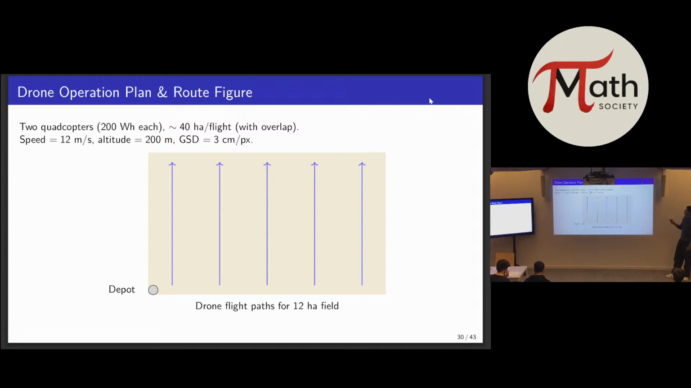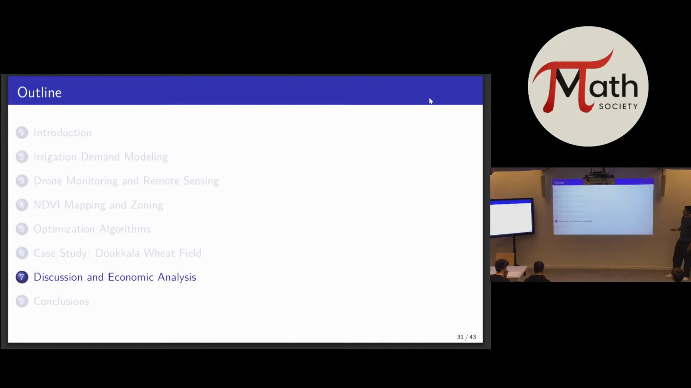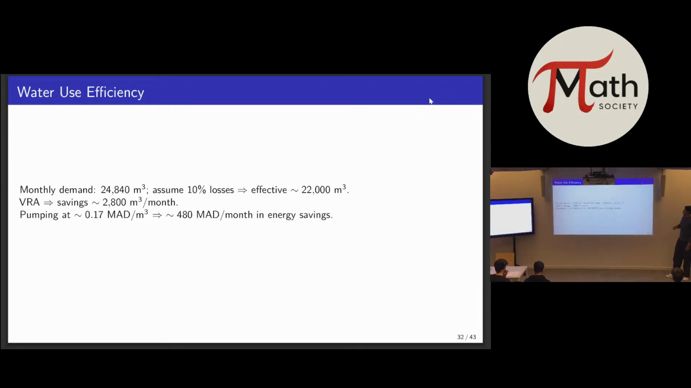So I have a drone operating plan and route figures, just an example of how the drone does the flight paths in the 12-hectare field. And we'll just have a discussion about the economic part and the water use efficiency. As we said, we have already set the monthly demand. We assume that the 10% loss is effective. We have the pumping at 0.17 dirhams per cubic meter, and it equals 480 dirhams a month in energy savings.